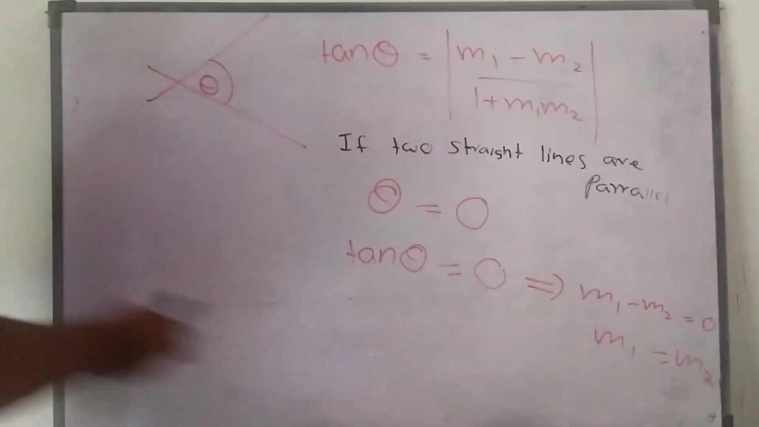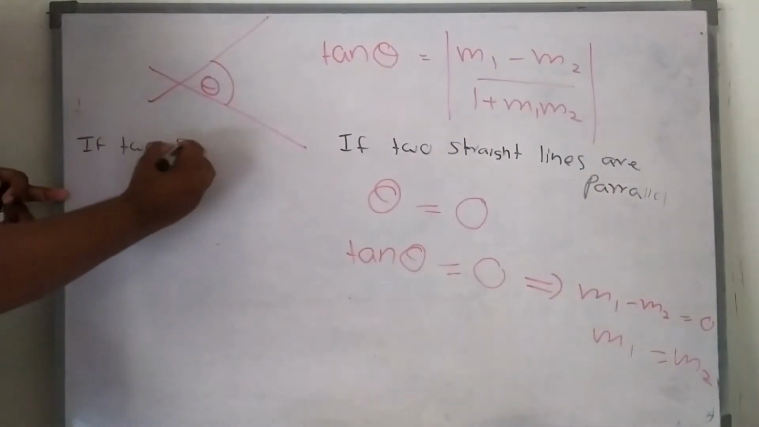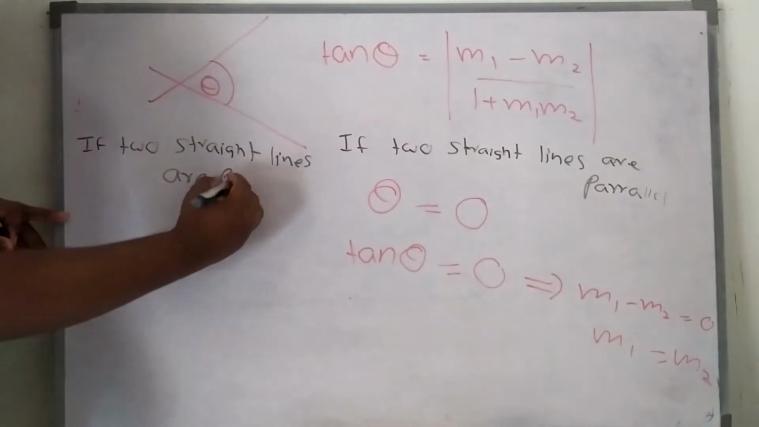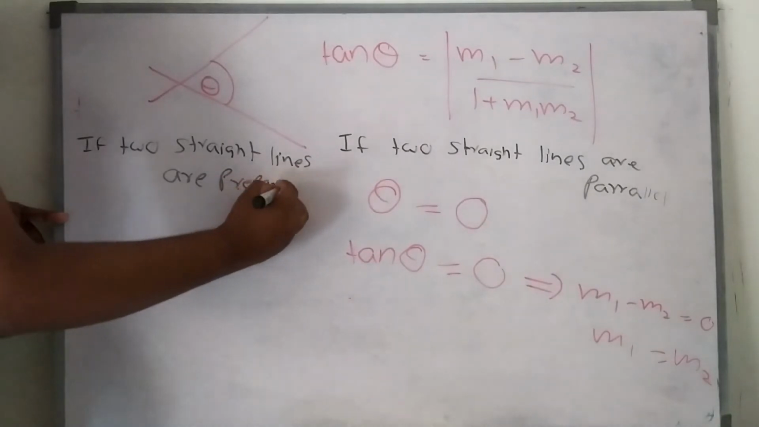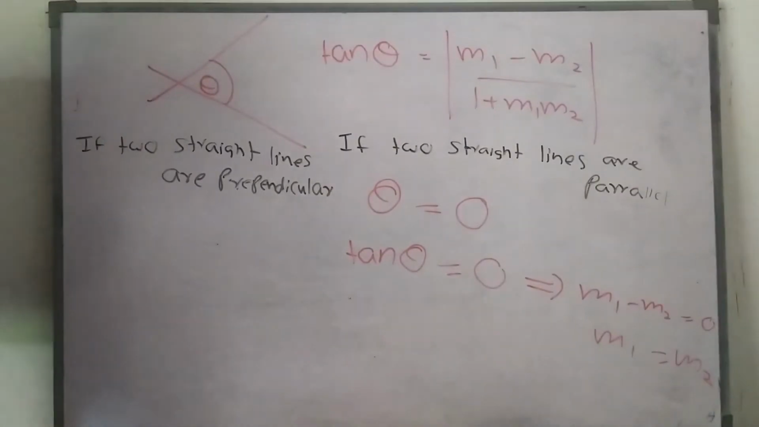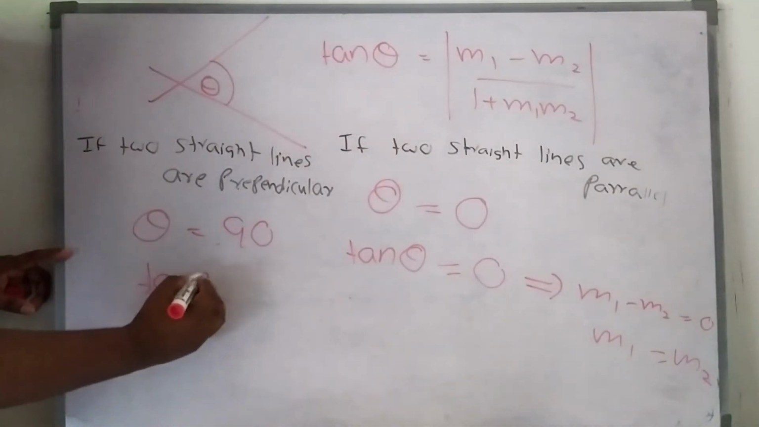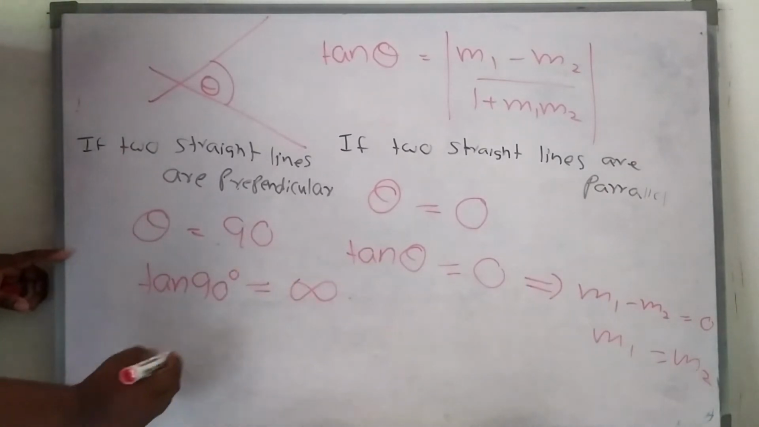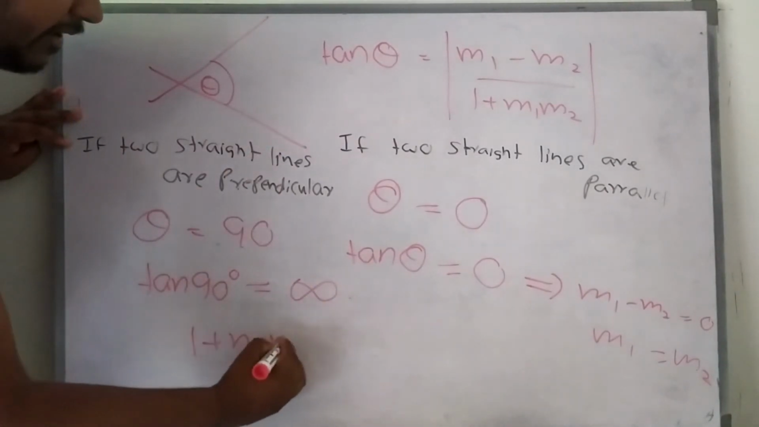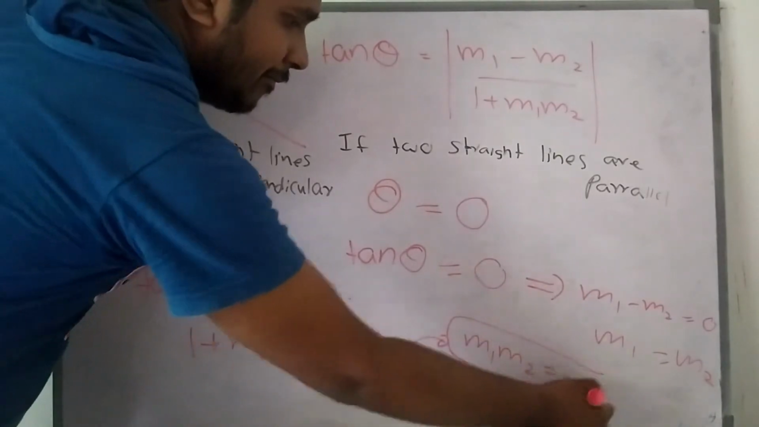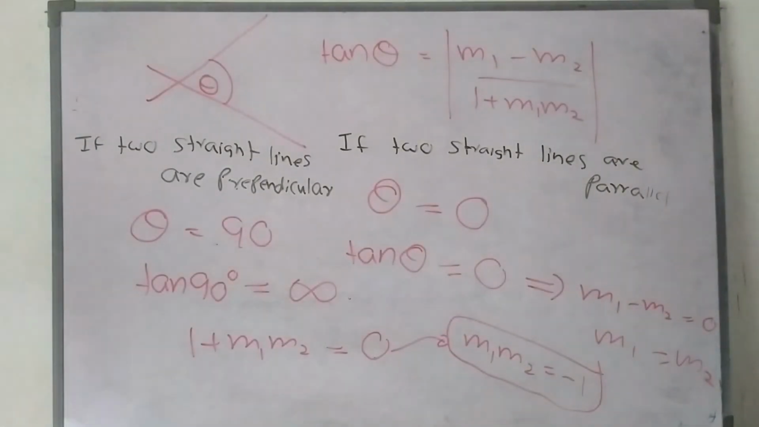Now, if two straight lines are perpendicular, then theta is 90, right? So tan 90 is infinity, which means 1 plus M1 M2 should be 0, therefore M1 M2 is minus 1. So this is the relation if the two straight lines are perpendicular, and M1 equals M2 if the two straight lines are parallel, right?